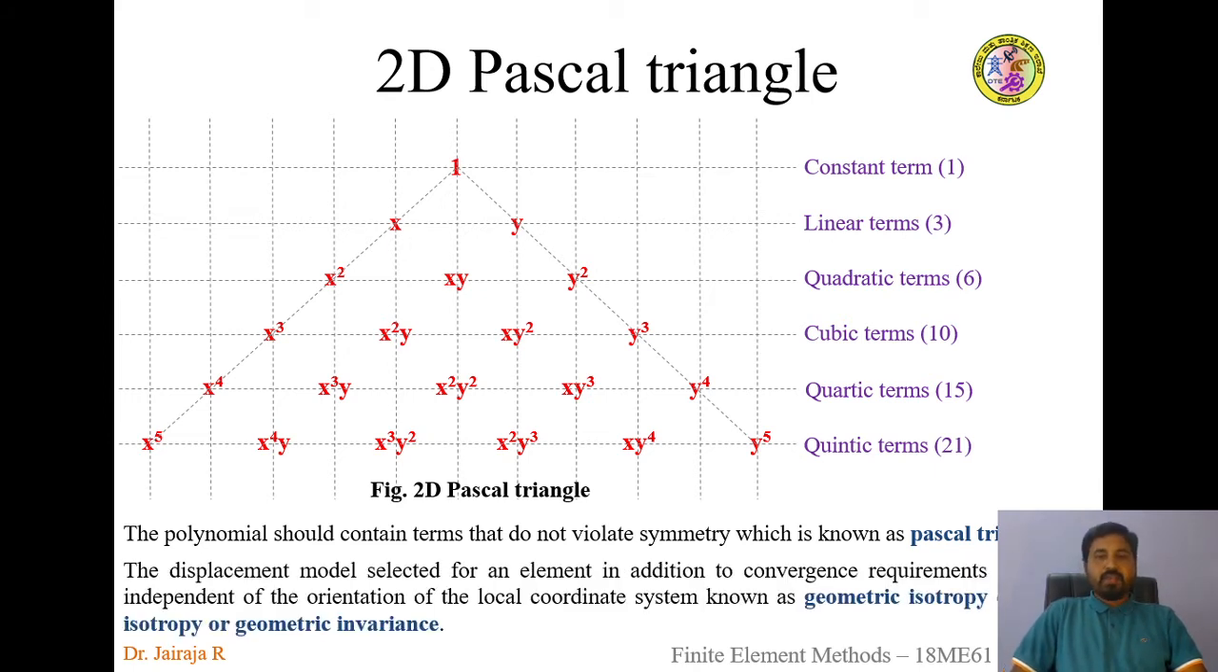The displacement model selected for an element, in addition to convergence requirement, should be independent of the orientation of the local coordinate system, known as geometric isotropy or spatial isotropy or geometric invariance. This means that displacement model within an element should not change with a change in the local coordinate system. That means the displacement model should not vary as the local coordinates are changed. The displacement model should be independent of the local coordinate systems.